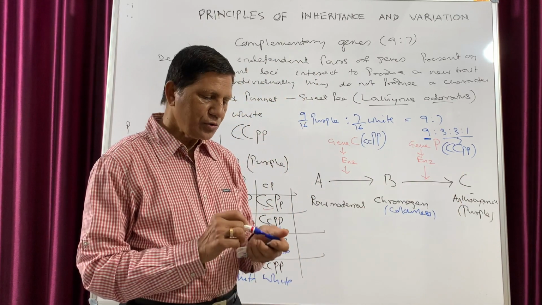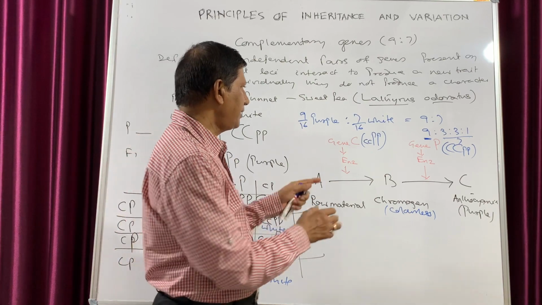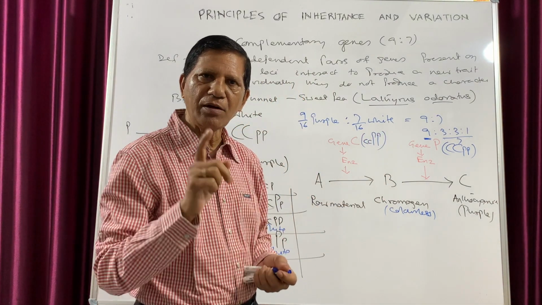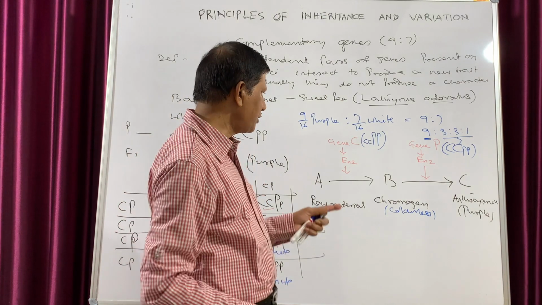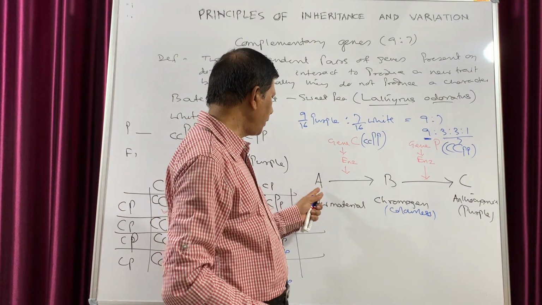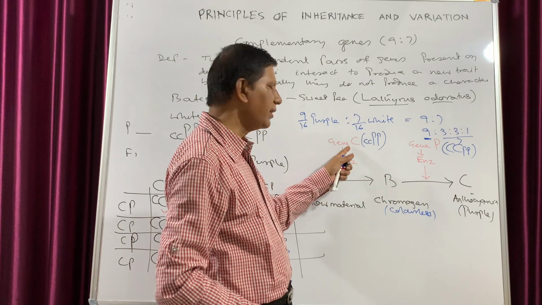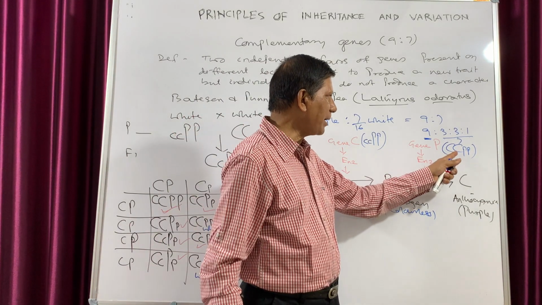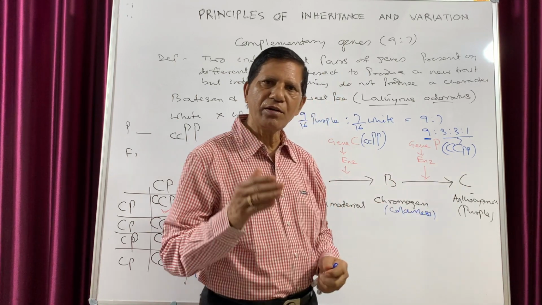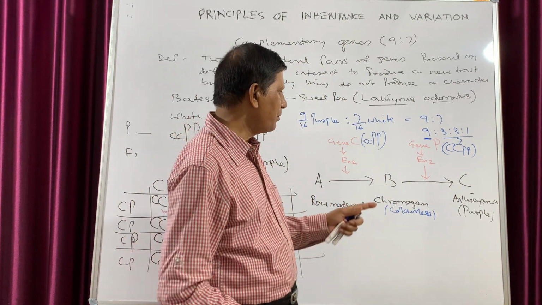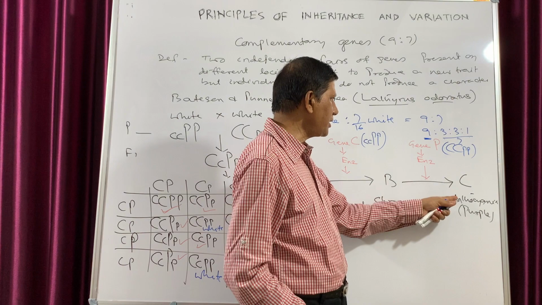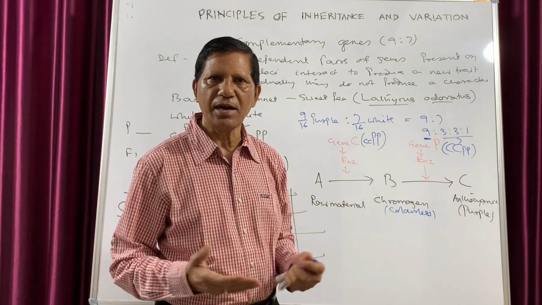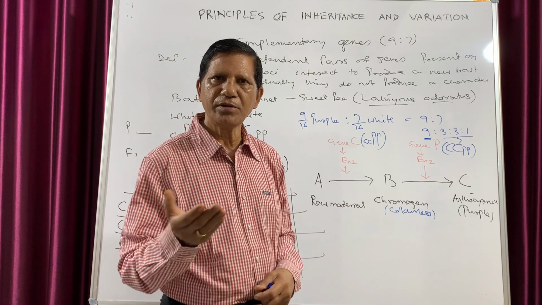So now it is clear that in the plant small c, capital P, the flowers will be white, because for the conversion of the raw material to chromogen, that dominant gene C is not there. Similarly, in the plant capital C, small p, the flowers will be white, because for the conversion of chromogen to anthocyanin, the dominant gene P is required. That is also not present. So naturally the flowers are white.